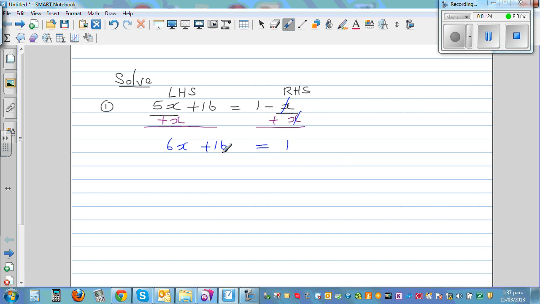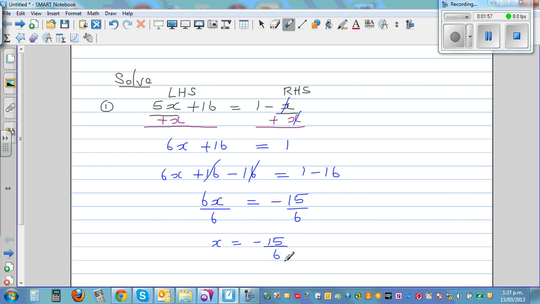Now I don't want this plus 16 here, so you have to do the opposite of it. So you can write like this. So this is 6x plus 16 minus 16 is equal to 1 minus 16. So in this step, I've cancelled the number on the left-hand side. So this is 6x is equal to negative 15. So now I have to divide both sides by 6. So this is x is equal to negative 15 over 6.